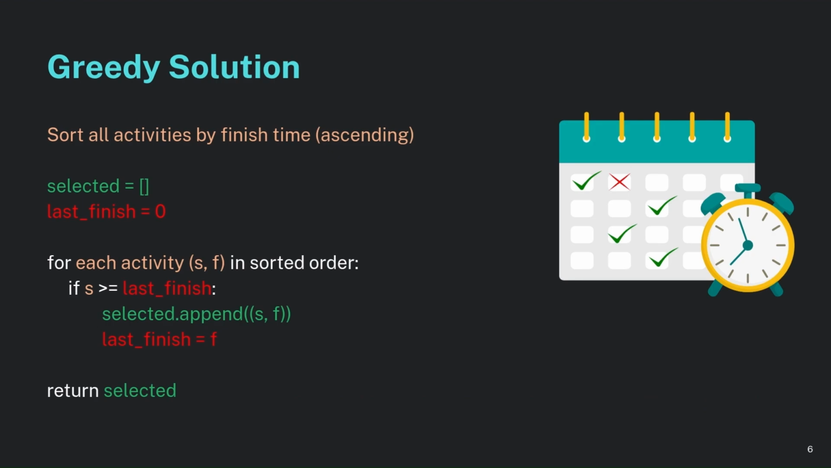First, we start by sorting all activities by their finish time in ascending order. It is really important that we sort them based on their finish time. So this is the key point.